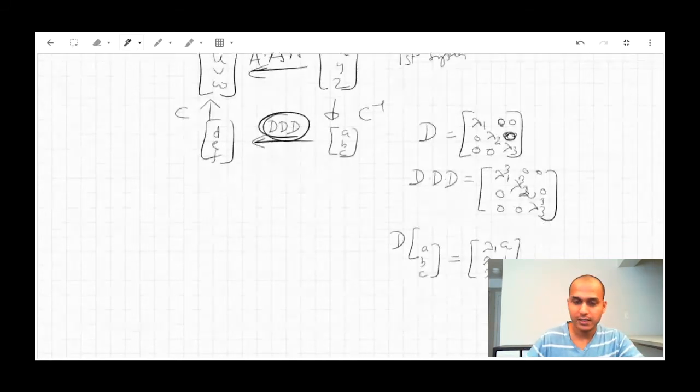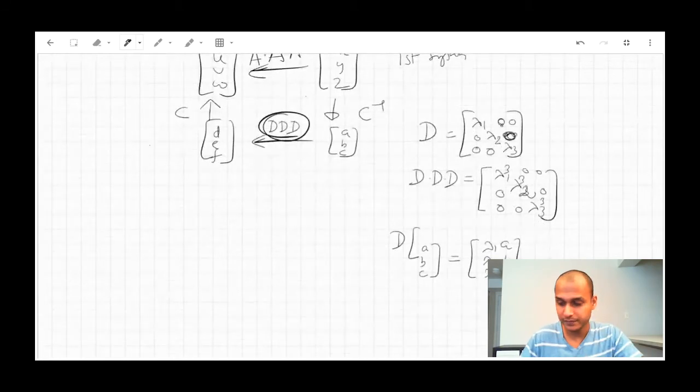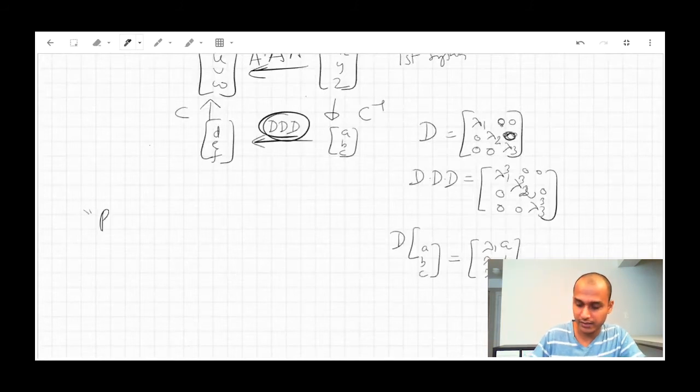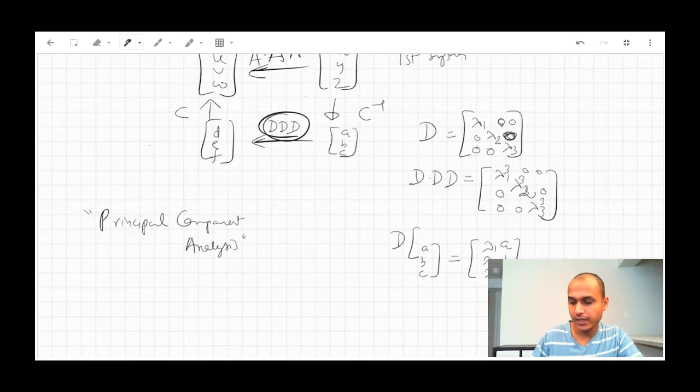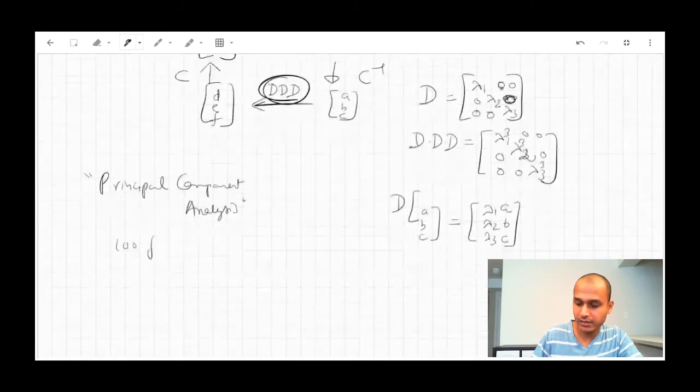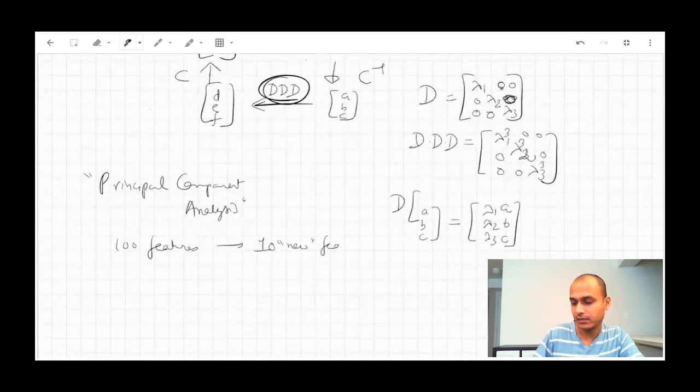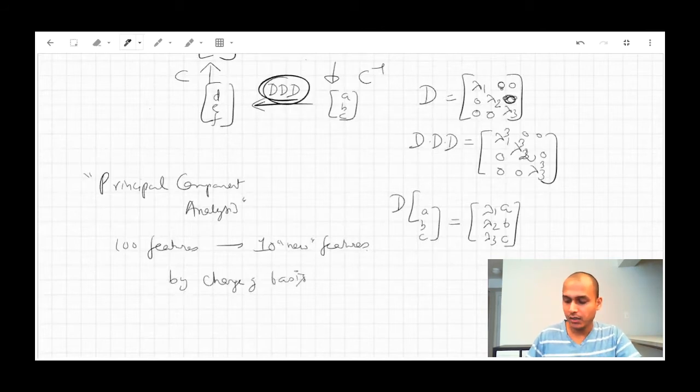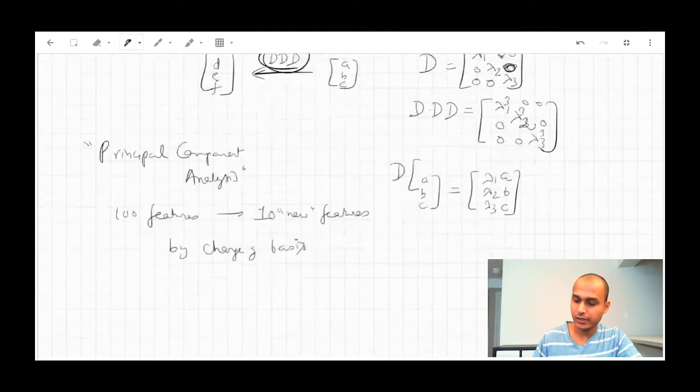Okay, let's just wrap it up with some connection to machine learning. So let's come back to principal component analysis. The objective is to go from, let's say, 100 features to maybe 10 new features, and the way you do it is essentially by change of basis.